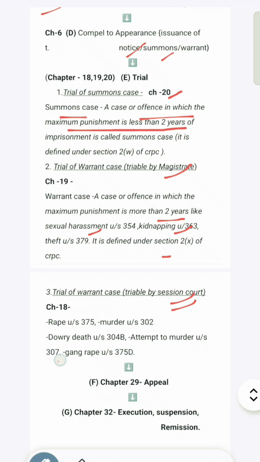After the trial, the court delivers judgment, and after the judgment is delivered, the parties, if they feel, can appeal. The concept of appeal is discussed in chapter 29, and after that, last in chapter 32, the issues of execution, suspension or remission are covered.